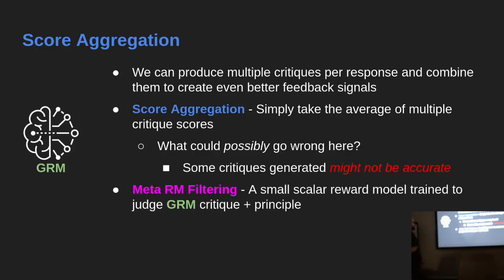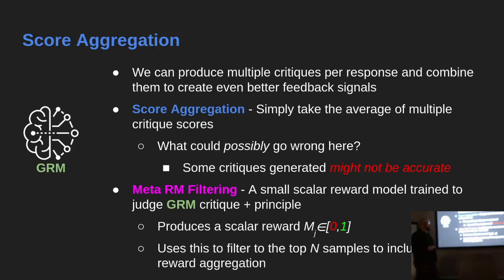So what they do is they use something called meta-RM filtering, where they train yet another model whose sole job is to take the text input of the GRM output and then create a small scalar reward that just judges the GRM critique. So you do that for all of your critiques and you get a scalar value for how accurate that critique is. And then you can just take the top N critiques and average those together.